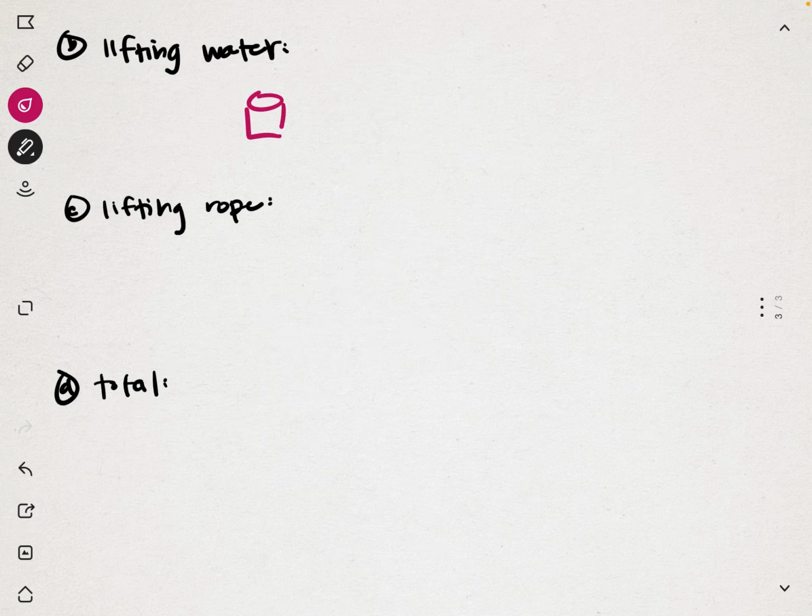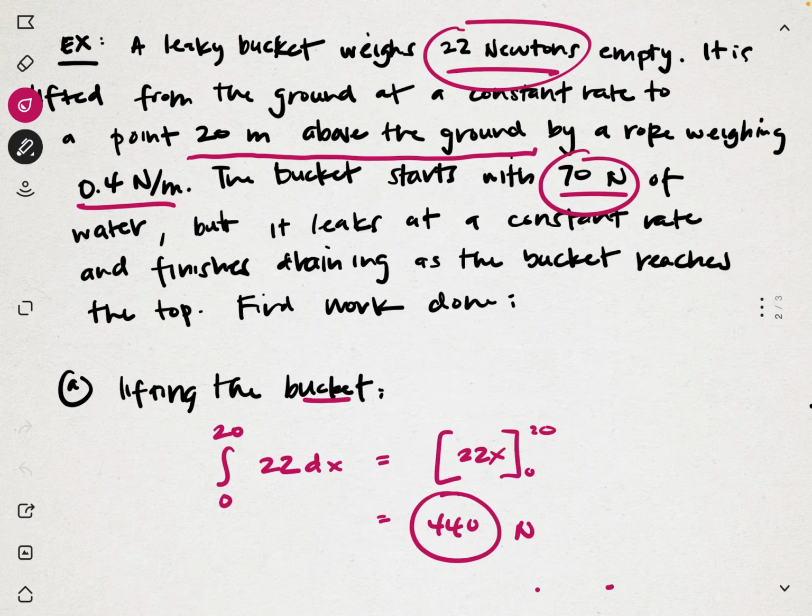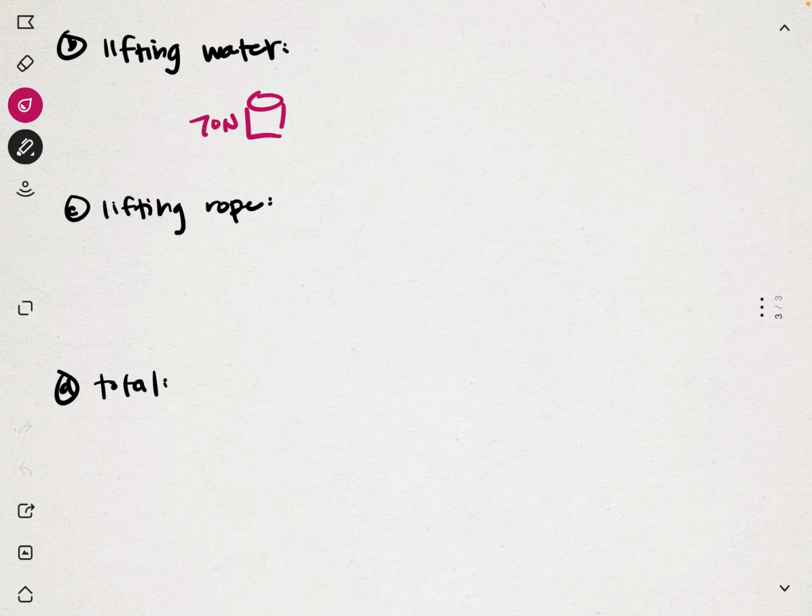That's going to be 70 newtons worth of water, I believe. But as we lift it, when we get to the end of the 20 meters, on the very top, it's going to be empty. There's not going to be any water in there. So we have to figure a way to represent the weight of the water as it's leaking out. So we're going to say 70 is the total.